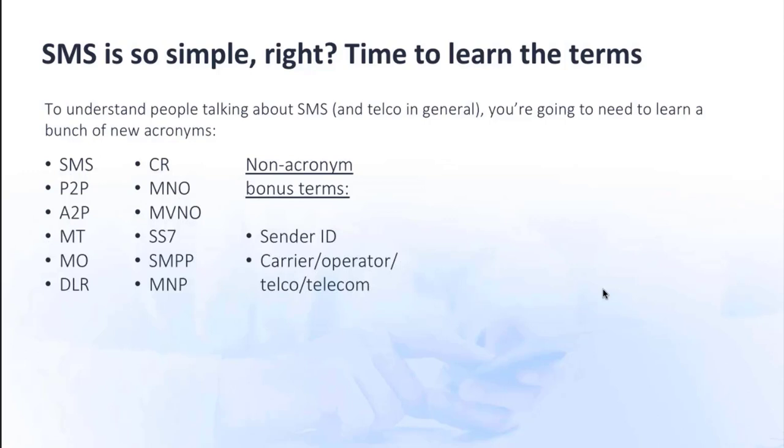But I think there's some key ones you want to understand, like application to person, person to person, MT, so message terminated, message originated, delivery receipts, sender IDs. These are all things that you want to have a base understanding of before you really dive in. So let's spend a little bit of time there.